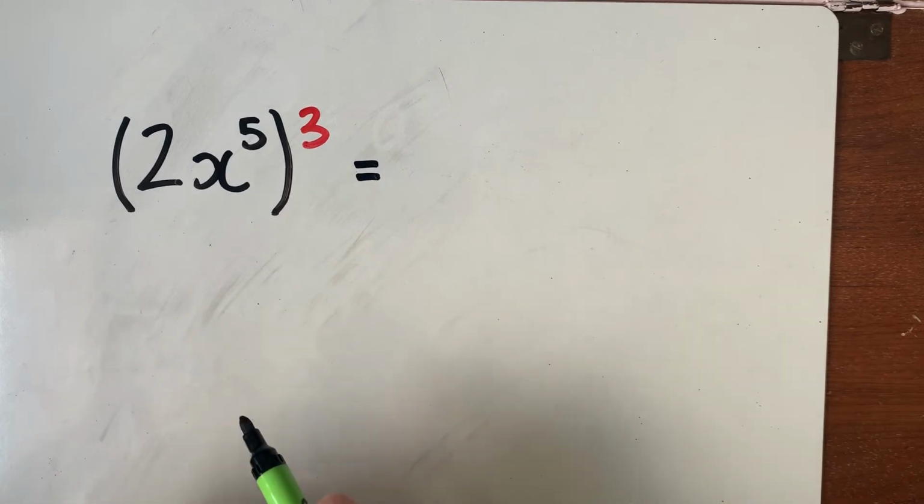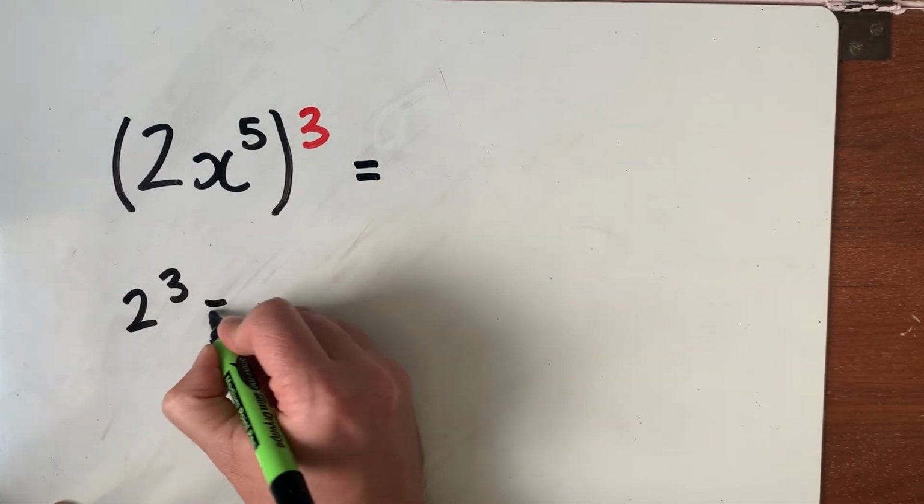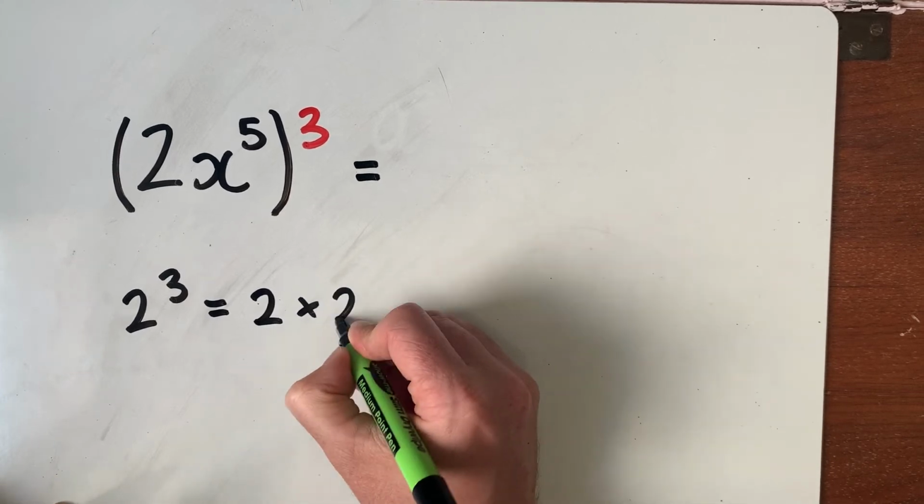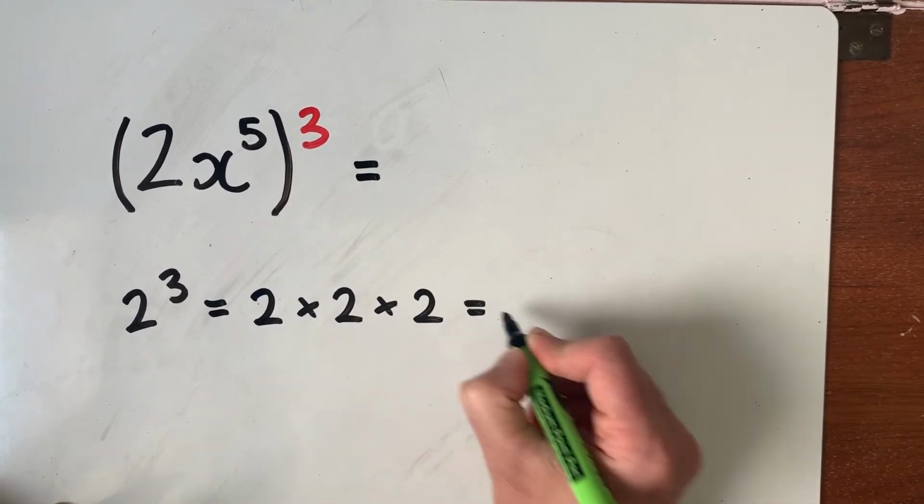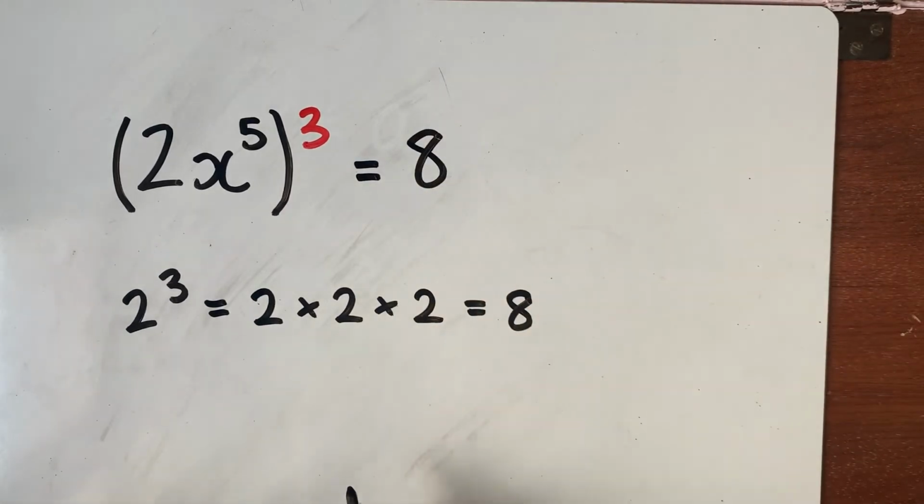How do you cube 2? Well, I'll just take a wee note under here. 2 cubed means 2 multiplied by itself 3 times. So 2 cubed is just 8. So we're going to write that as 8.